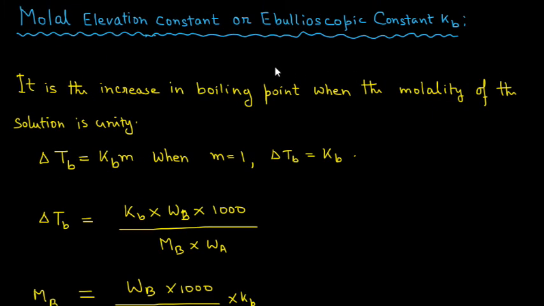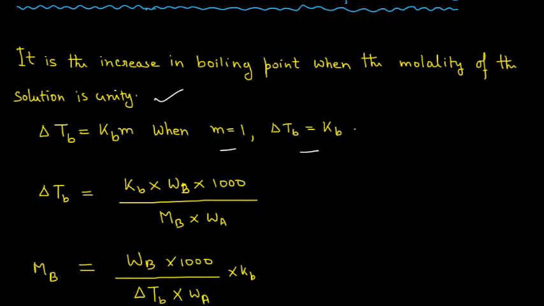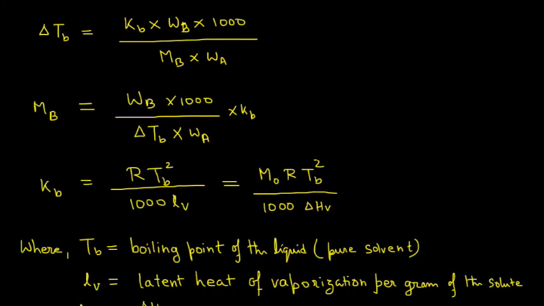Now, molal elevation constant or ebullioscopic constant Kb. It is the increase in boiling point when the molality of the solution is unity. So delta Tb is equal to Kb m, and when m is equal to 1, delta Tb is equal to Kb. Delta Tb is equal to Kb multiplied by WB multiplied by 1000 upon MB multiplied by WA. Just we have put the formula. So MB is equal to Kb multiplied by WB multiplied by 1000 upon delta Tb multiplied by WA.